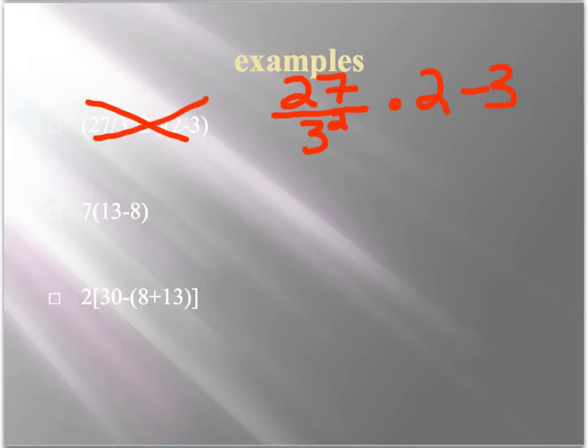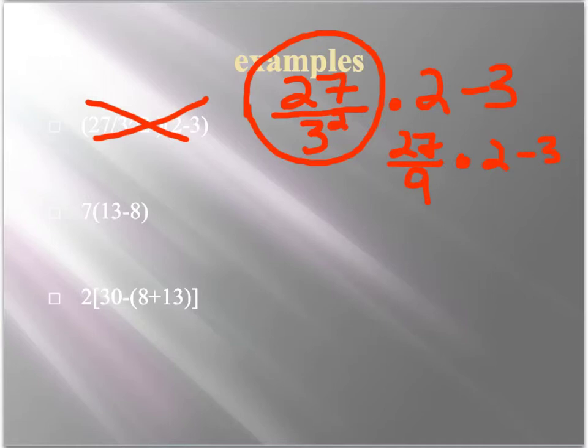So looking at this, I have my first grouping symbol is the fraction bar. So I want to deal with a fraction bar first. But before I can deal with a fraction bar, I need to simplify this denominator. So I have 3 squared, which is 9. So it's 27 over 9 times 2 minus 3. Well, now division comes before multiplication. 27 divided by 9 is 3. That becomes 3. 3 times 2 is 6. 6 minus 3 is 3. 3 is my final answer.